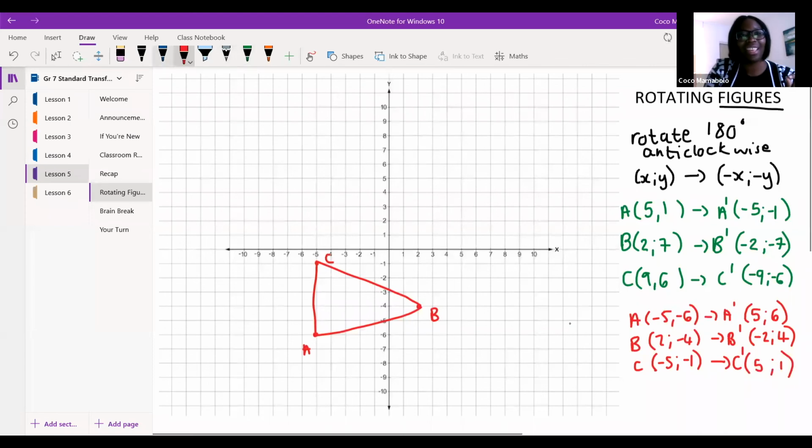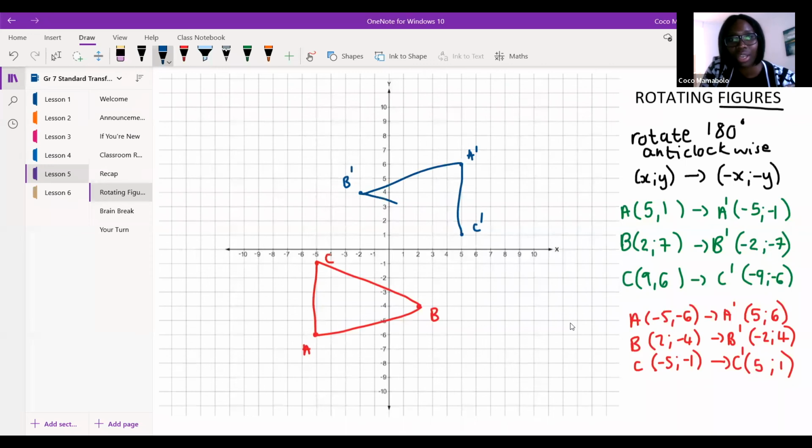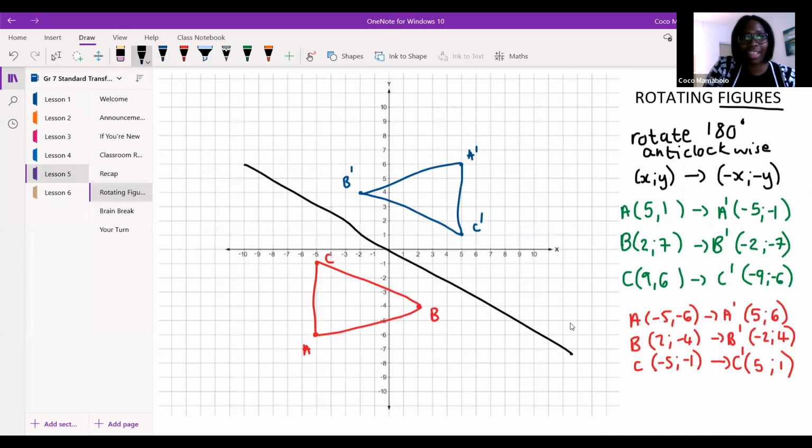Let's plot this, guys. Let's actually put these up. 5 and 6. That's A prime. And then B prime is negative 2 and 4 over there. And C prime will be 5 and 1. Okay, and if I join these to each other, guys, my drawing is not 100% the best. Okay, there we go. I can literally draw a line across like that. And this thing is exactly the same as this thing.